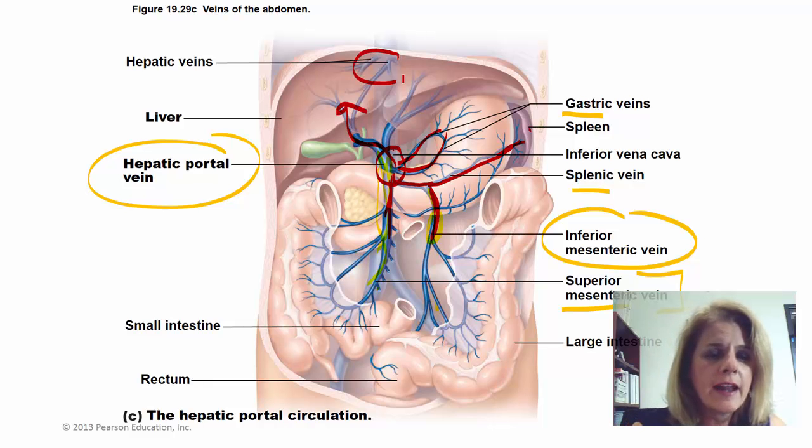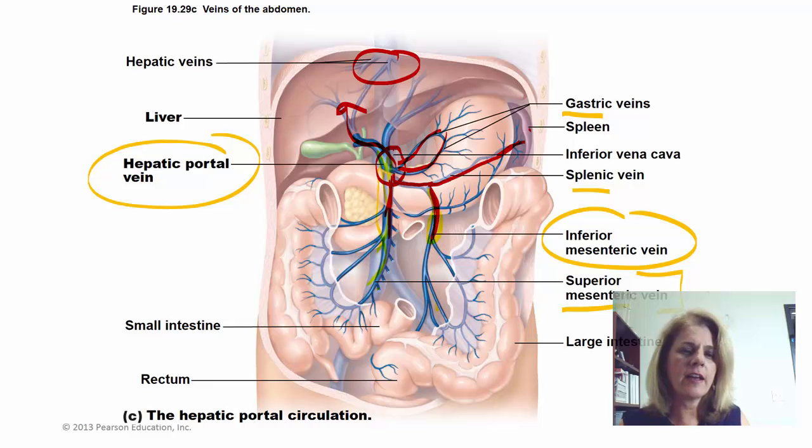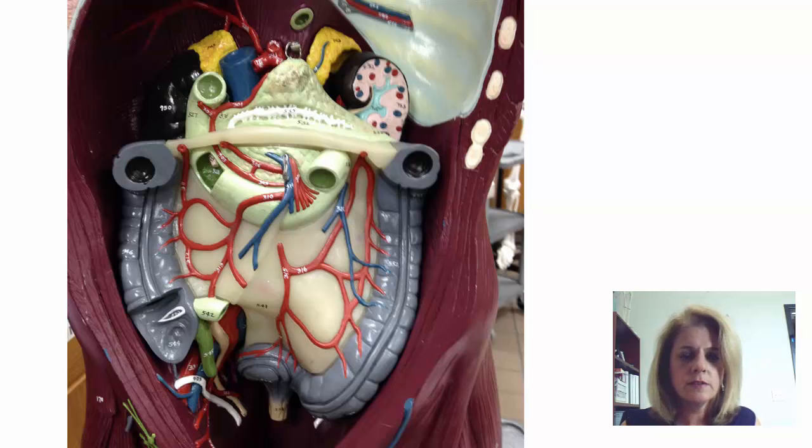So here's the hepatic veins. So the hepatic veins are taking that blood from the liver, after it's been filtered, back into the inferior vena cava. So the hepatic portal is not the same thing as the hepatic vein. So your stomach, your spleen, your intestines, all that blood returns via the hepatic portal to the liver. The liver does its thing, and then that blood is carried to the inferior vena cava. Okay? So this is a picture showing you on a model what this looks like.